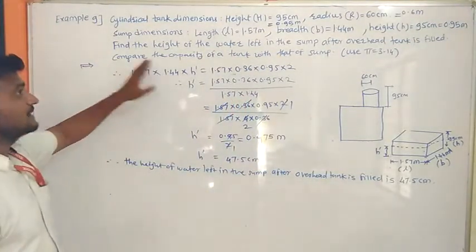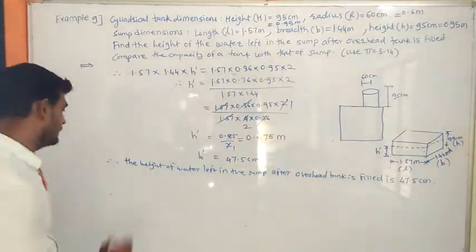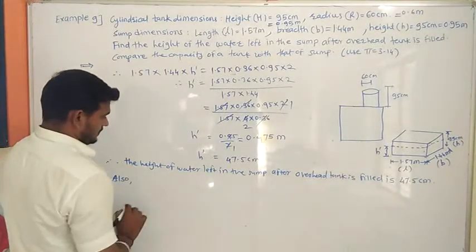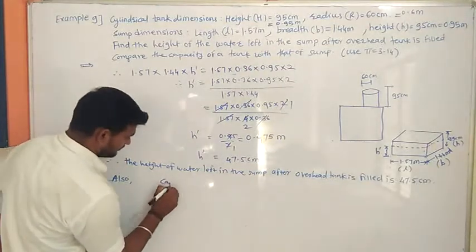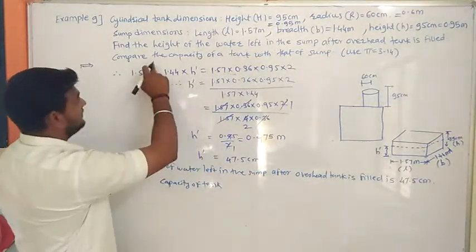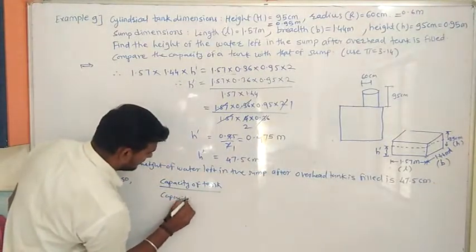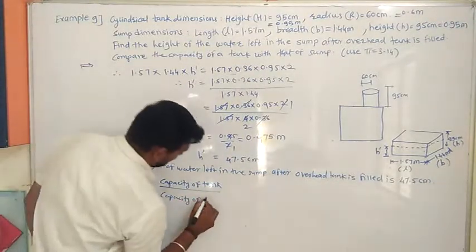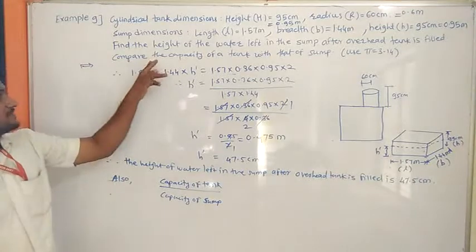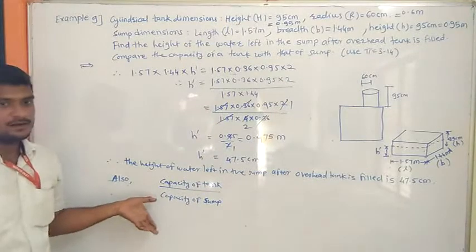This much only we are asked, and also we have to compare the capacity of a tank with that of the sump. Therefore, also, capacity of overhead tank divided by capacity of sump. We have taken division here because we have to compare the capacity of a tank with that of the sump.